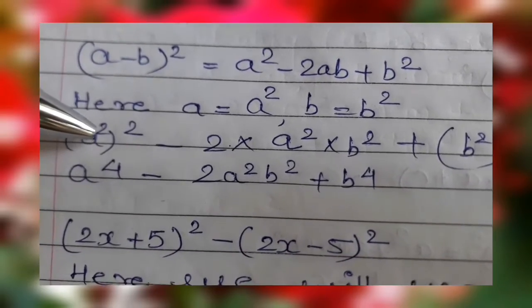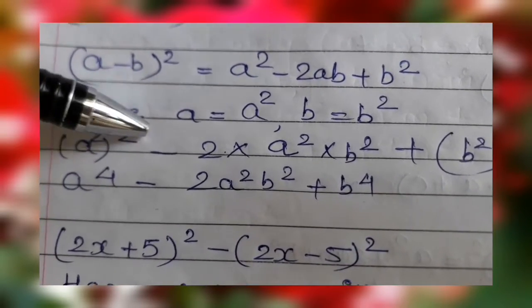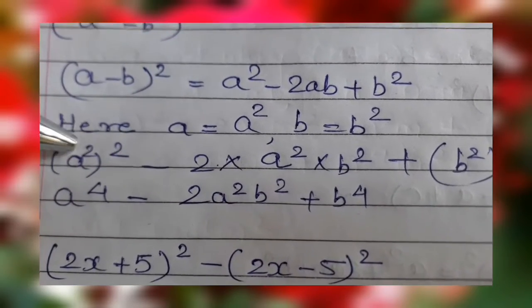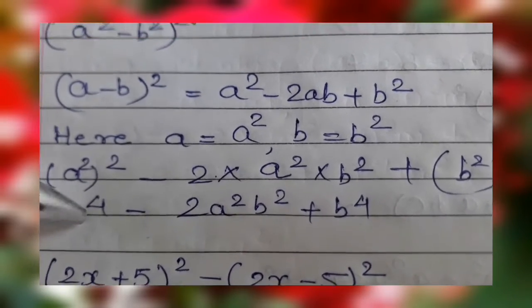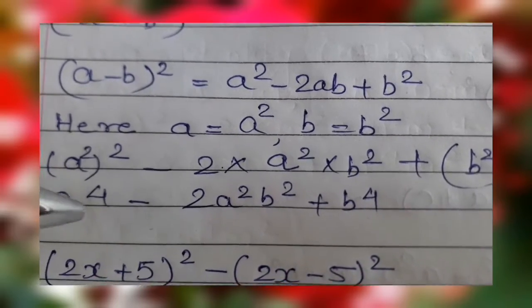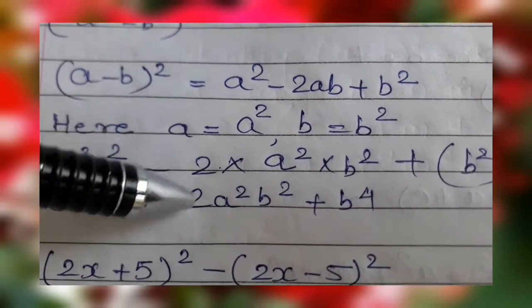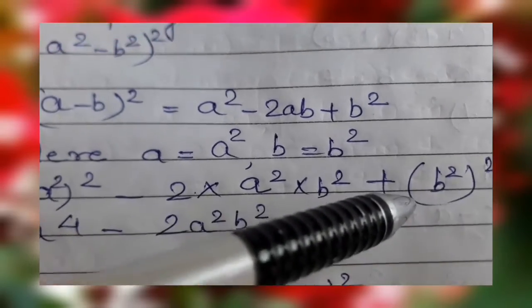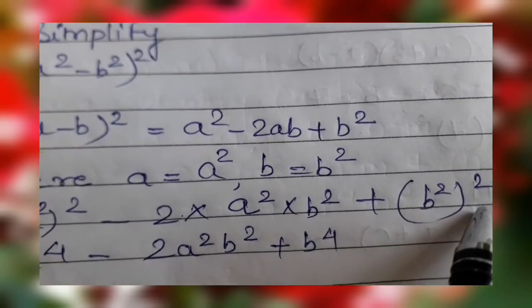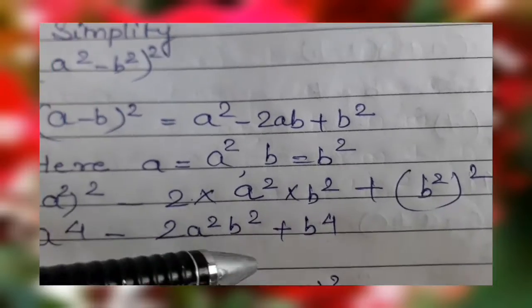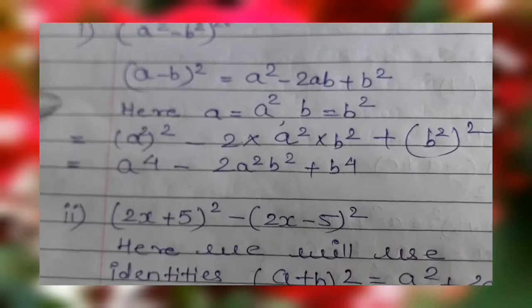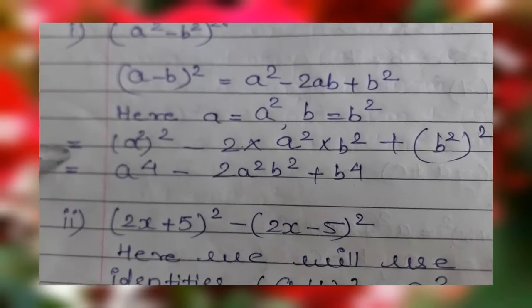Okay, now 2 multiplied by 2. Here a² and after the bracket there is also 2, so 2 plus 2 will become 4, so it is a⁴ minus 2a²b² plus b², and then it's again squared, so it will become power 4, so that is b⁴. Okay, so this is the solution of question number 4 part 1.